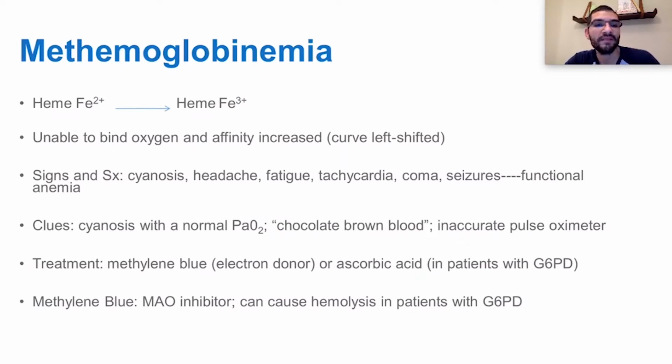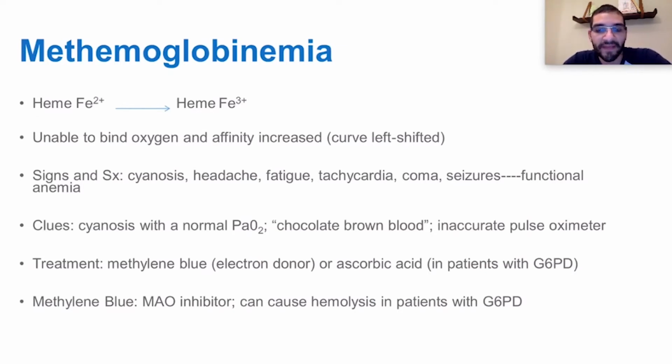The treatment would be methylene blue, which is an electron donor, or ascorbic acid. You would use methylene blue in all patients unless they have G6PD deficiency. In these patients, you would use ascorbic acid because methylene blue can cause hemolysis in patients with G6PD and actually worsen the methemoglobinemia. Methylene blue, remember, is also an MAO inhibitor, so it can lead to serotonin syndrome. Nowadays, a lot of patients are on SSRIs, so it is definitely something to consider.